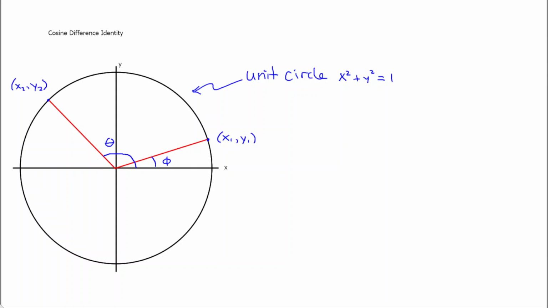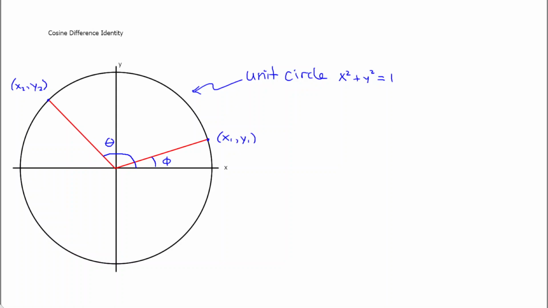Okay, welcome to my video on the cosine difference identity. This is an important identity that gets used in trigonometry a lot, but also calculus, physics, engineering, among lots of other things.